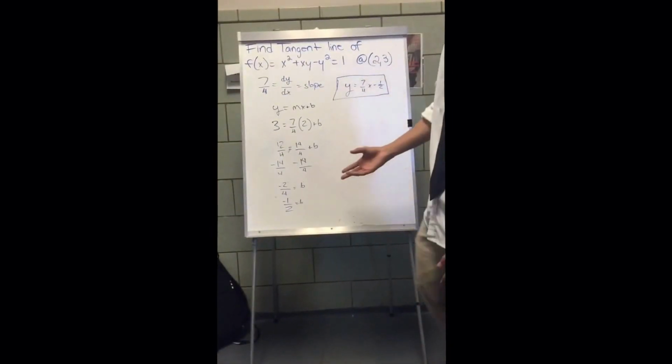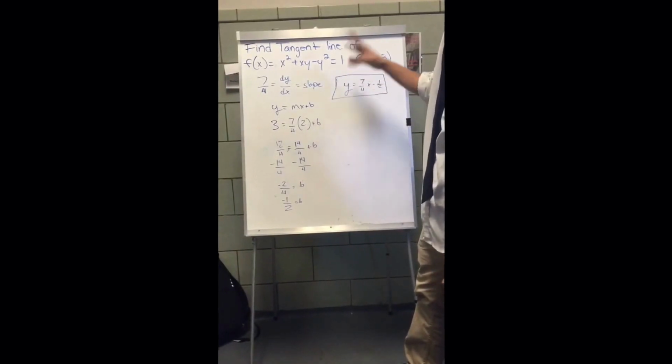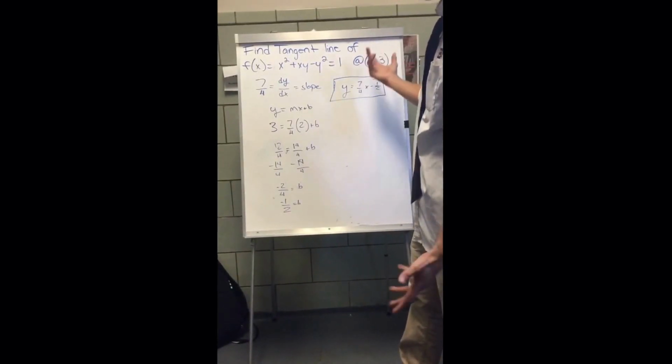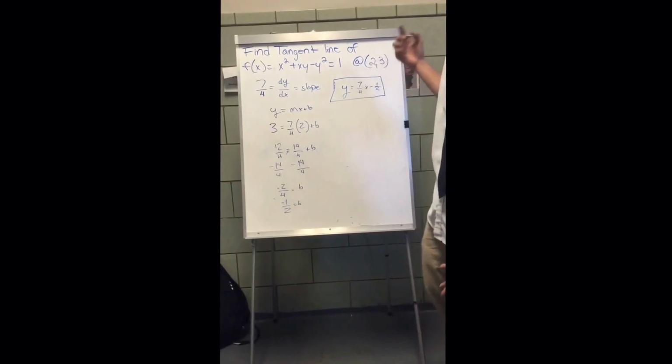And then when we have that, that's our b, so we plug it back into the original, and we get y equals the slope, which is 7 over 4, x minus 1/2.